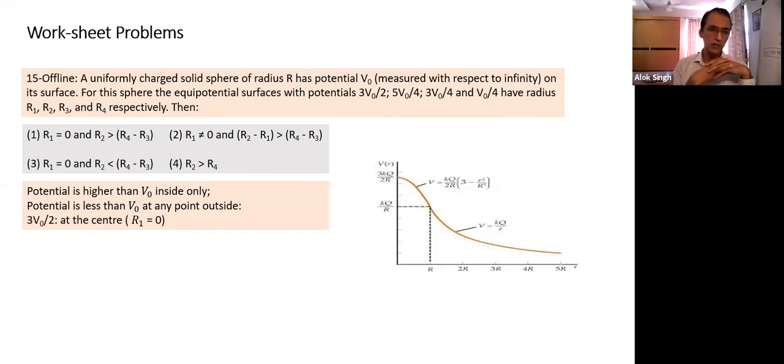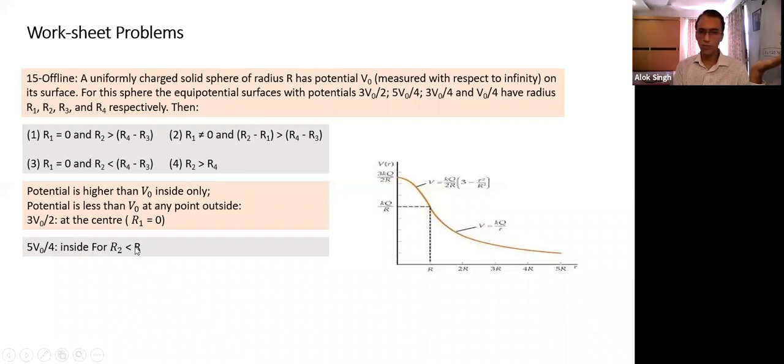Then I look at 3 V naught by 2 at the center. R1 is 0. Now let's look at the second point. Can you figure out which point I'll find this potential? It will be less than R because it's greater than V naught, but I don't know the exact value. The second one I'm not certain, but I know R2 is less than small r. Without calculation, I can find an answer. Are you following so far? Yes, R2 I'm not calculating, but R2 is less than R, definitely. It is an inside point.